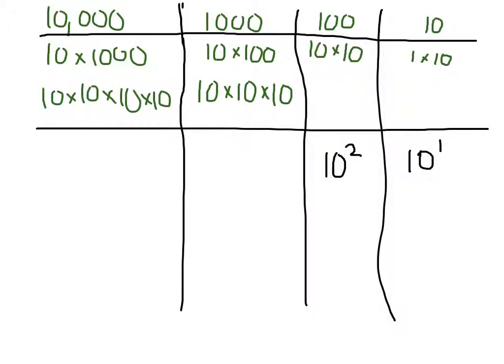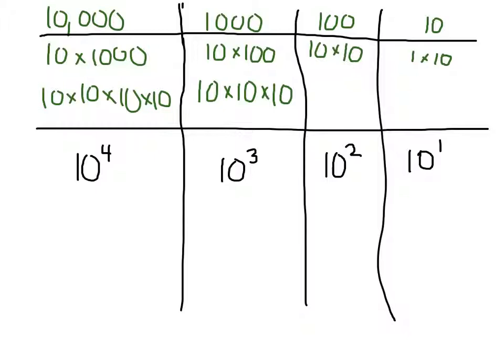The pattern continues. 10 to the third power tells me I'm multiplying 10 times itself 1, 2, 3 times. That's what that exponent to the third power is. And then finally this would be 10 to the fourth power, because I have 4 tens being multiplied together. The other thing we observed was that that exponent actually tells you how many zeros you have in standard form. So 10 to the fourth power is going to be a 1 with 4 zeros. 10 to the third power is going to be a 1 with 3 zeros.